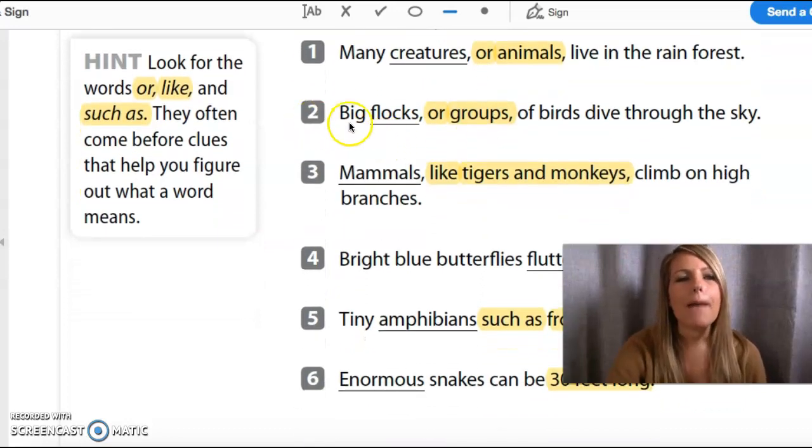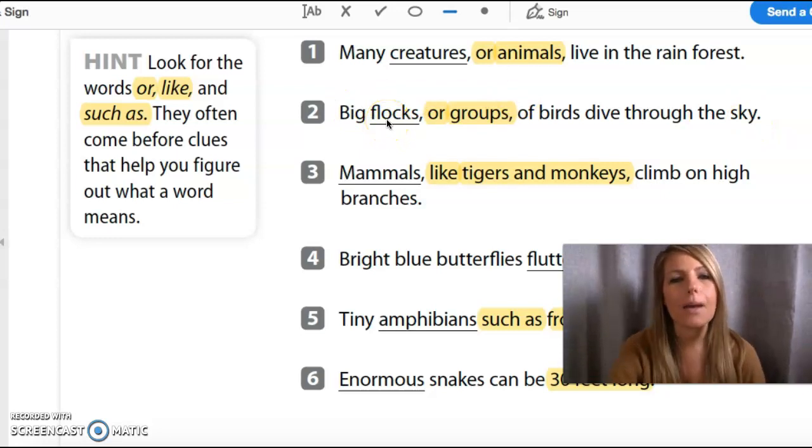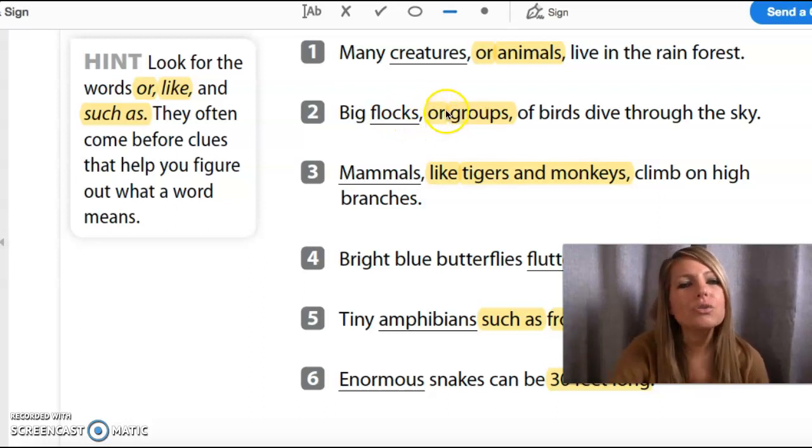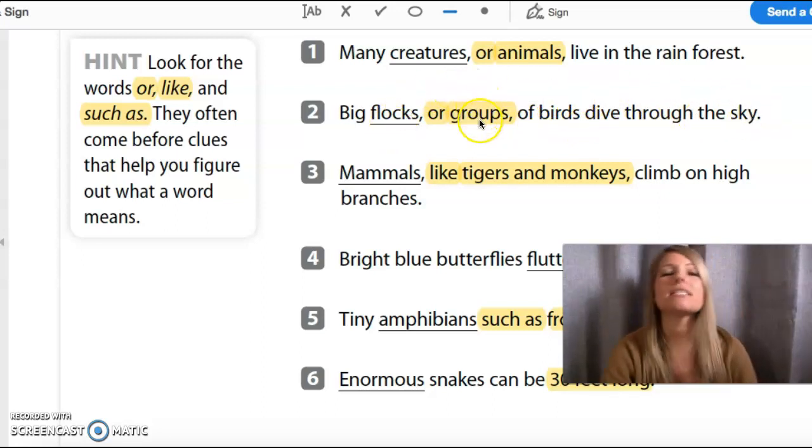Number 2, big flocks or groups of birds dive through the sky. I need to figure out what the word flock means. What is a flock? Ooh, I see our clue word, the clue word or, which means I bet it's going to tell us what the word flock means somewhere close by. Big flocks or groups of birds dive through the sky. So a flock is the same thing as a group.